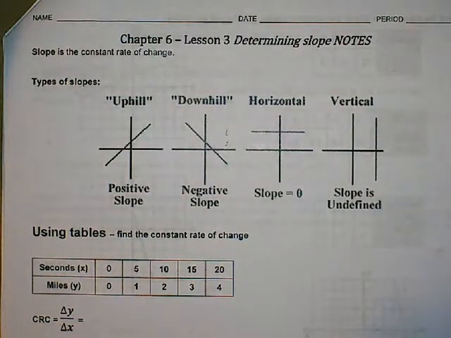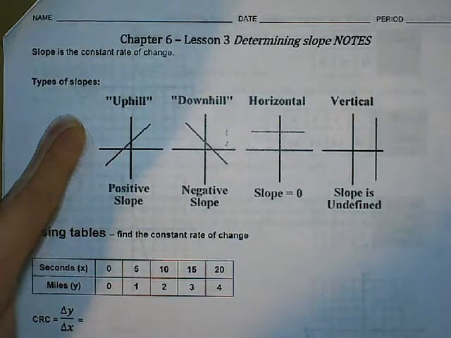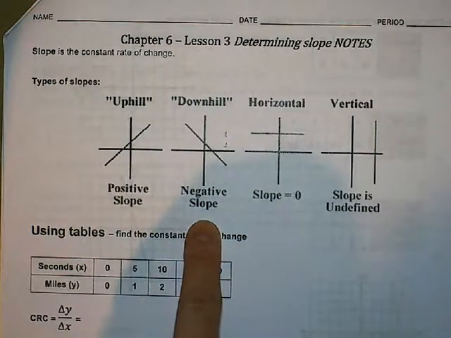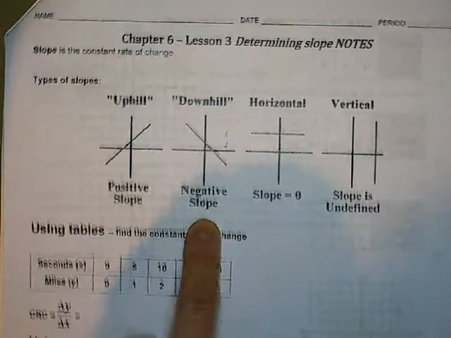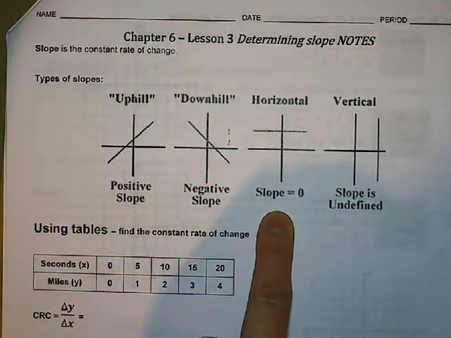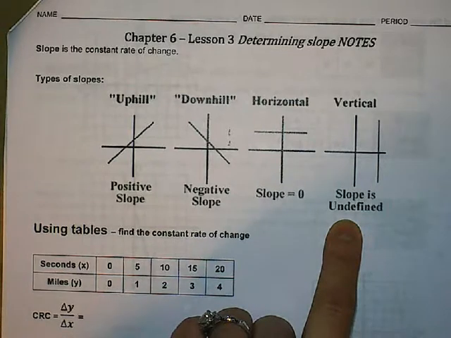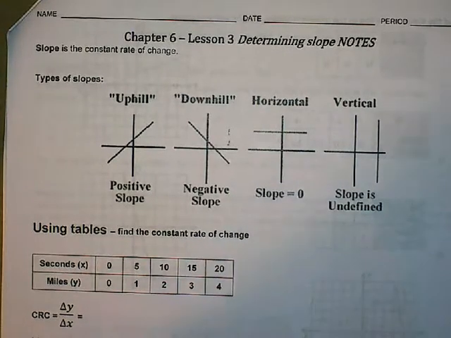Chapter 6, Lesson 3 is determining the slope, but it looks like we have already done that in the last lesson, so this is just going to be a few extra notes. Take a look at the types of slopes. You have a positive slope, which is going uphill. You have a negative slope, which is going downhill. You have a zero slope, which is a horizontal line. And you have a vertical slope, which is undefined. I have a little video to show you in just a minute.